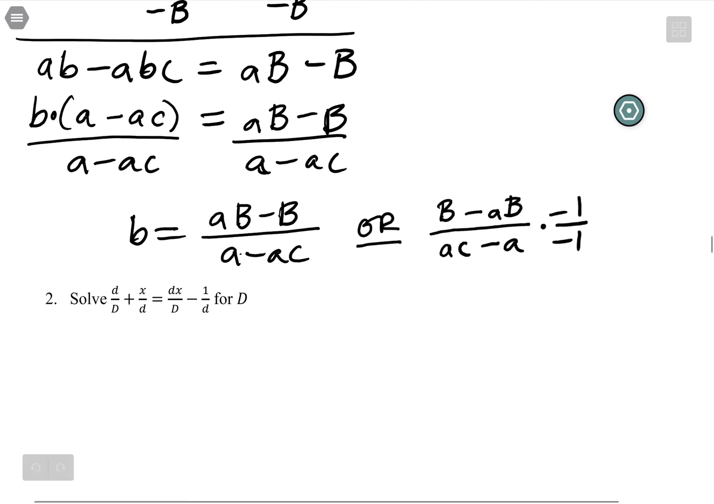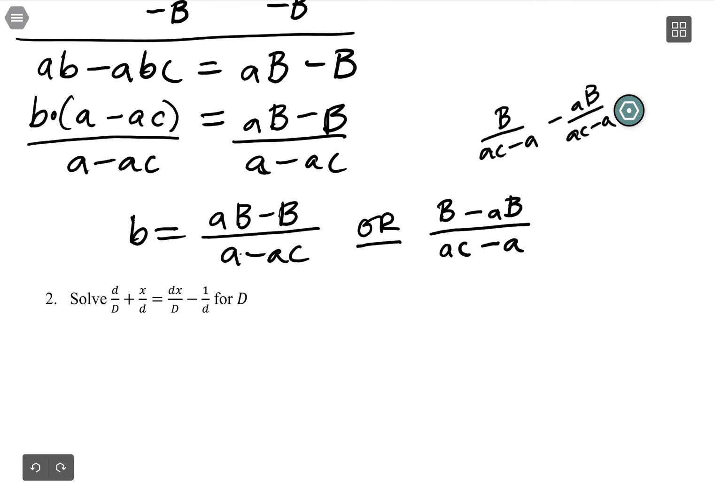I'm trying to think what else. Sometimes, depending on the order you use, fractions will be split up. So I don't think there's much that you would do here that would do that. But remember, you could split this into b over ac minus a, minus ab over ac minus a. So there's little algebra things that you can do to check that your solution really is the same as what you're seeing on the answer keys for these. And do check your answers as you go.